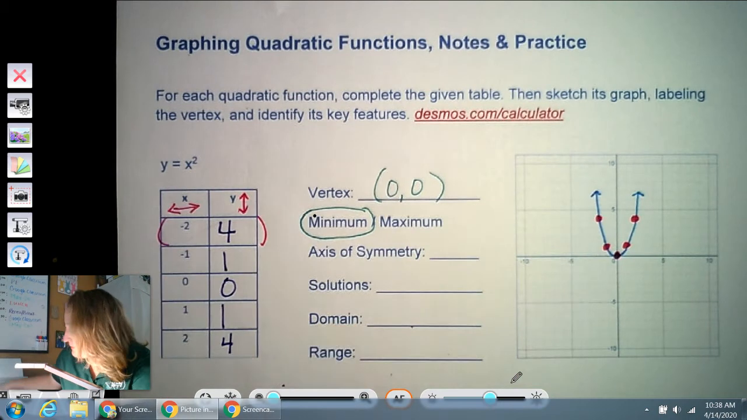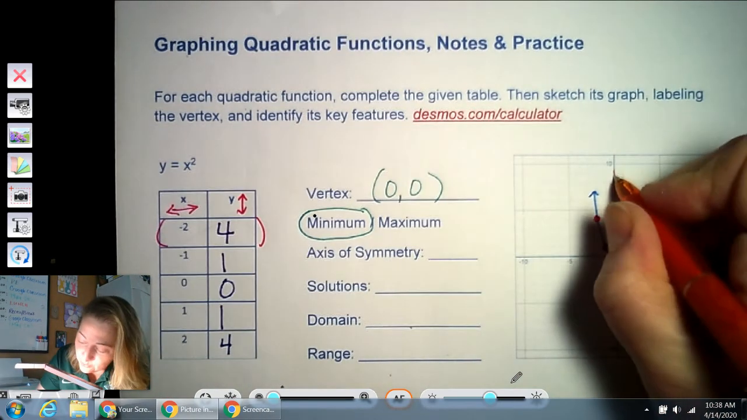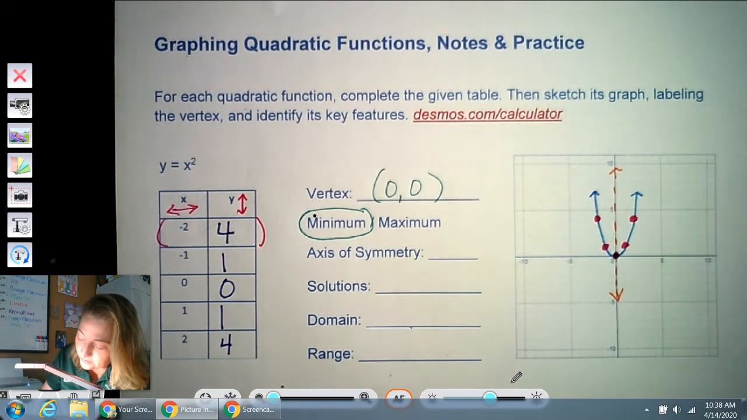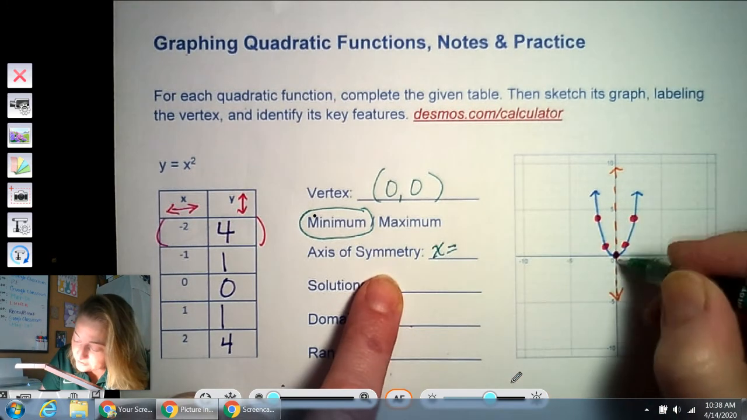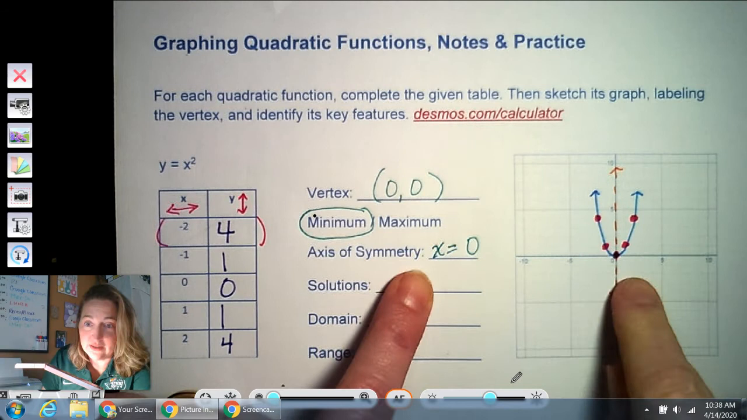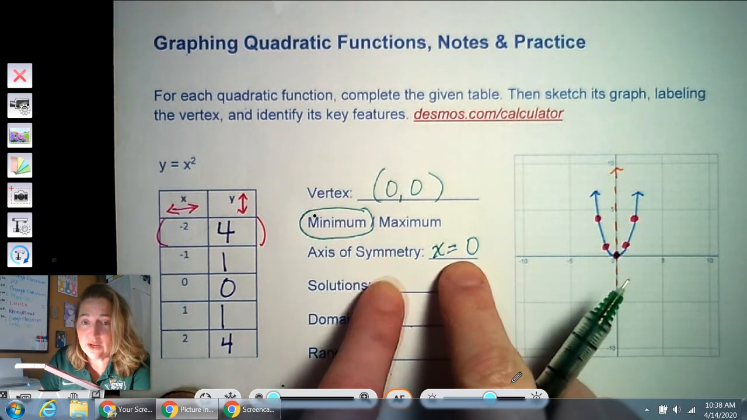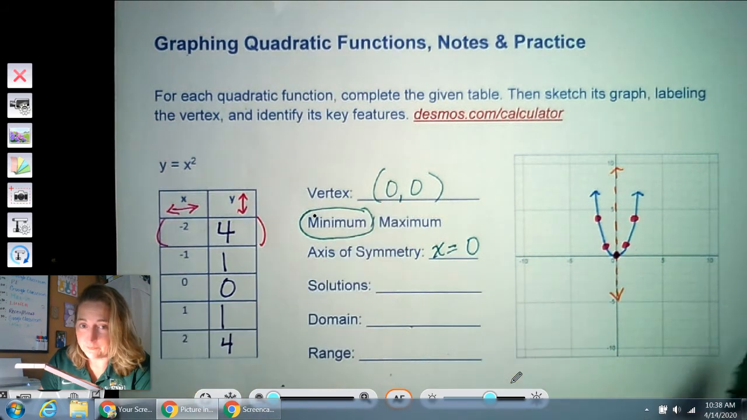The axis of symmetry is that invisible line that goes through the vertex, cuts that parabola right in half. And so here, our axis of symmetry is the line x equals 0, because it cuts through at 0. And remember that our axis of symmetry equation is always the x value of the vertex.